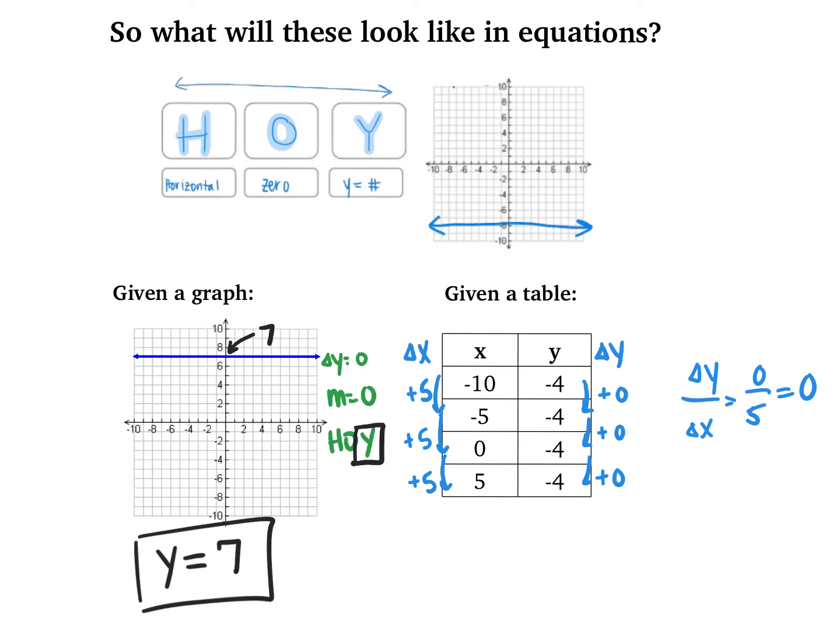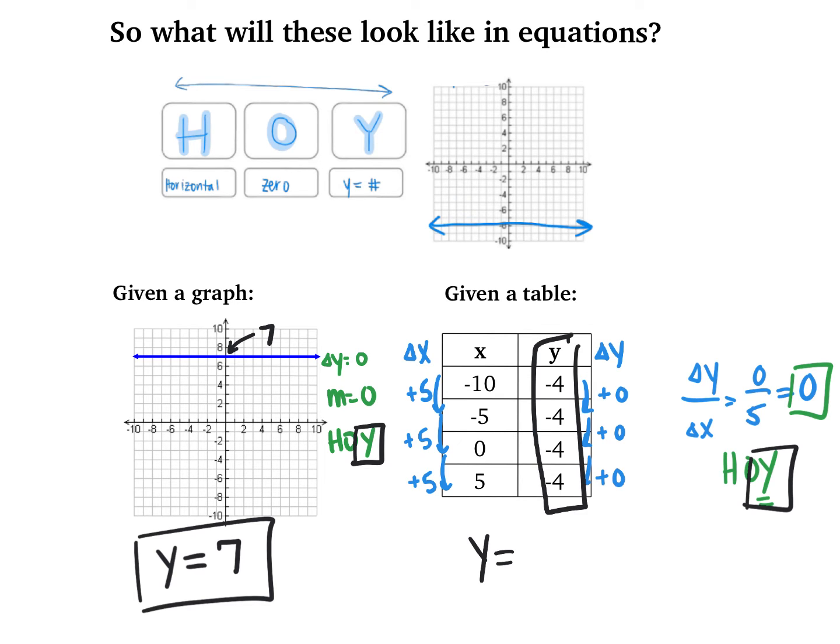which is equal to 0. So this is then when my mind goes to, okay, my slope is 0, so that is another HOY equation. So again, setting it up as y equals that number. This time, what number I'm going to put is the y value that's staying consistent in that table. So here, this would be the equation of y equals -4.